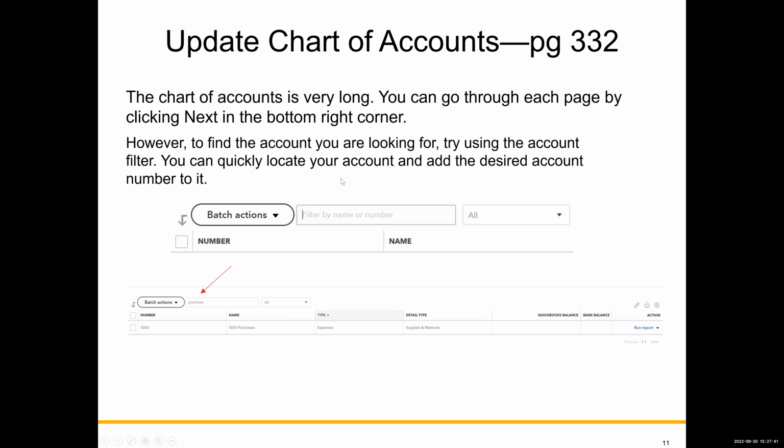However, to find the account you are looking for, try using the filter. That way you can quickly locate your account and add the desired number to it, right? So use this filter field here. What I did, I'm looking for purchases. I put in purchase. It comes up, and then I'll go ahead. I think I have to hit the edit button to get into this batch thing, and then put in my 50/50, and I'm done.